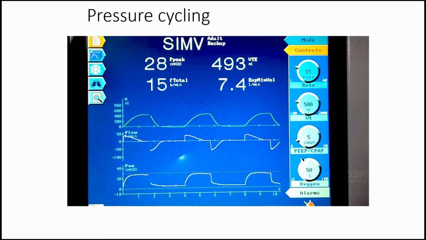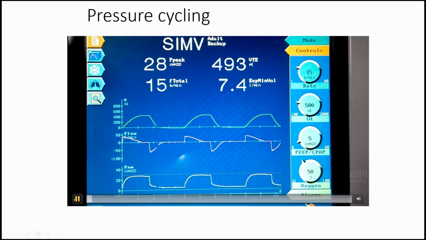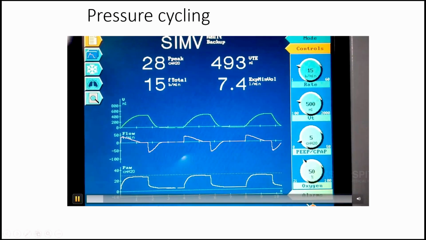So here is a volume control ventilation. We are set to deliver 500 ml tidal volume, and the tidal volume delivered is about 493 ml. And my peak pressure here is 28 centimeters of water. And remember, we set the peak pressure limit as 30 centimeters of water. Let's see what happens here. Keep an eye on the tidal volume and the airway pressures.